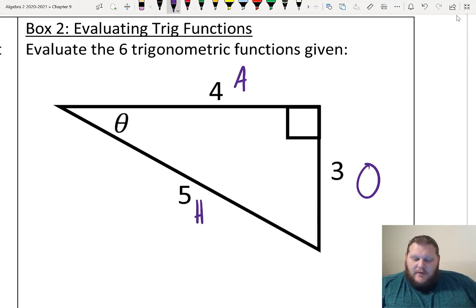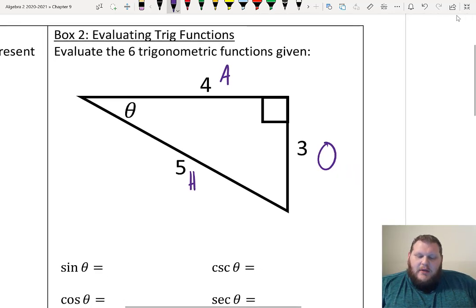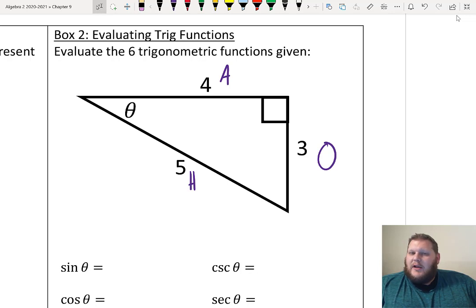So 3, 4, 5, which, if any of you remember from back in geometry, is a Pythagorean triple. It's one of those special right triangles that always work out in that pattern. That'll be important for us moving forward. We'll talk a little bit more about those special right triangles and Pythagorean triples in day 2 of 9.1.